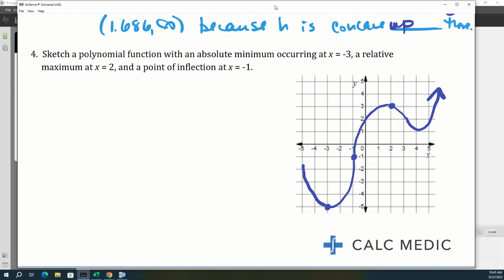Now this is not the only graph. Like your max and min could be closer together. And so when I did the answer key, I did just draw one graph. Your graph does not have to look exactly like mine. So if you're unsure if what you drew was okay, then let me know. I'll double check it. All right. Any questions? All right.